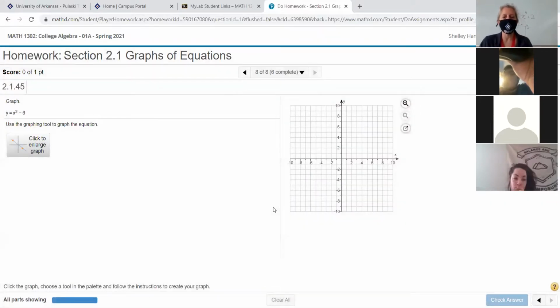Okay. Now your last one that we don't have time for is that x squared minus 6. Nothing new there, right? It's going to be an x squared graph, which is going to make a u. So you're just going to do exactly what we've been doing on all of these.